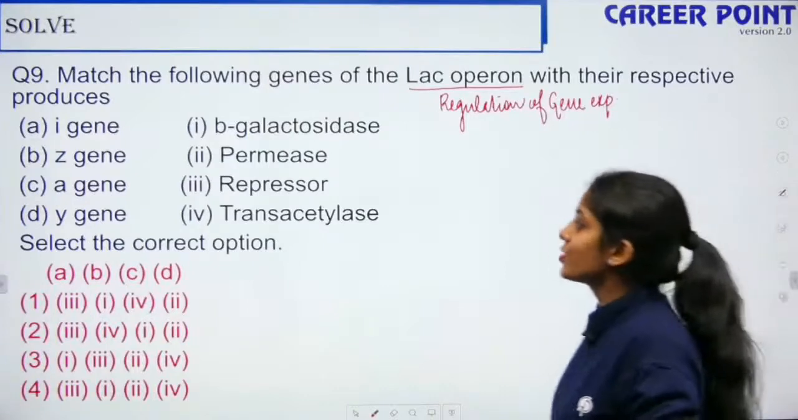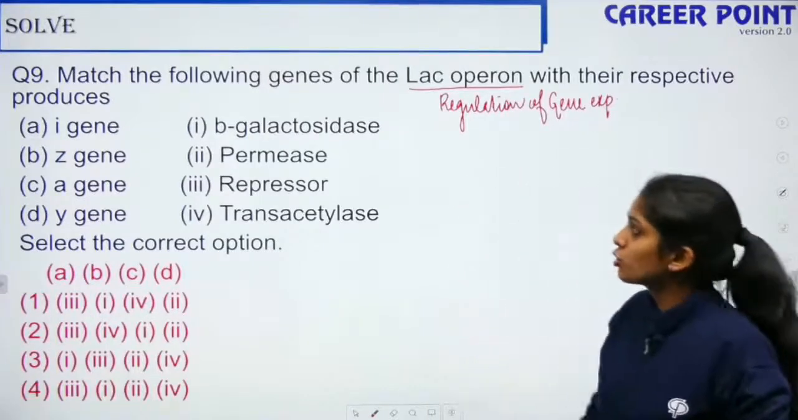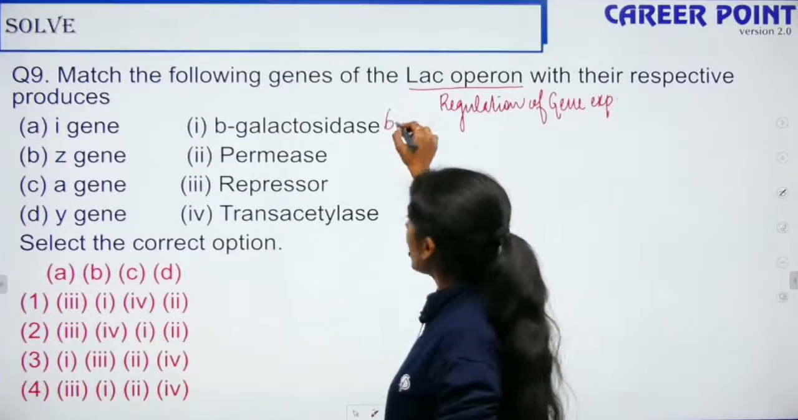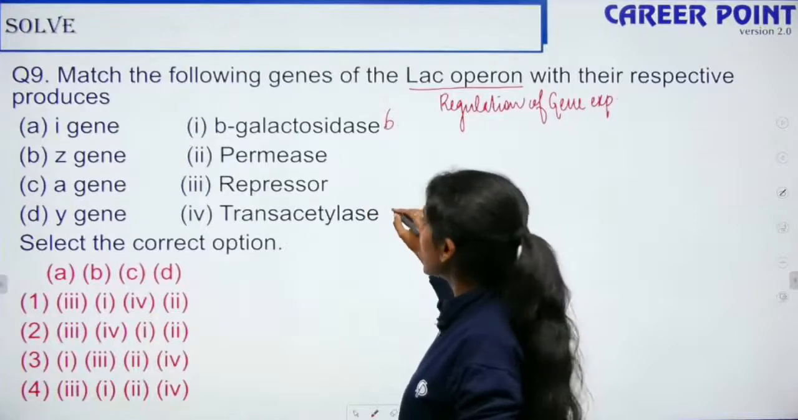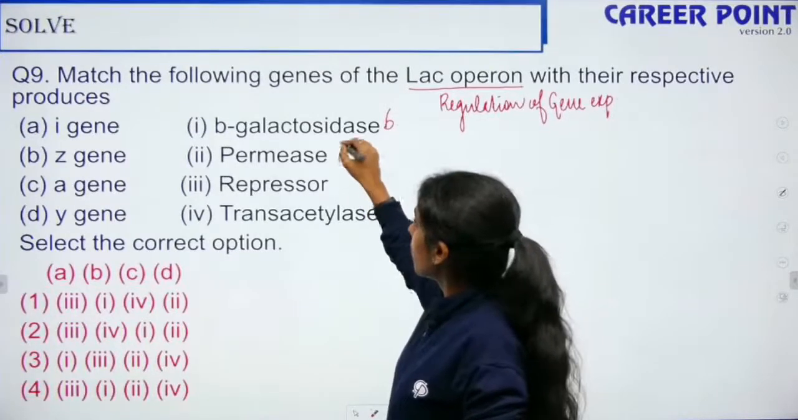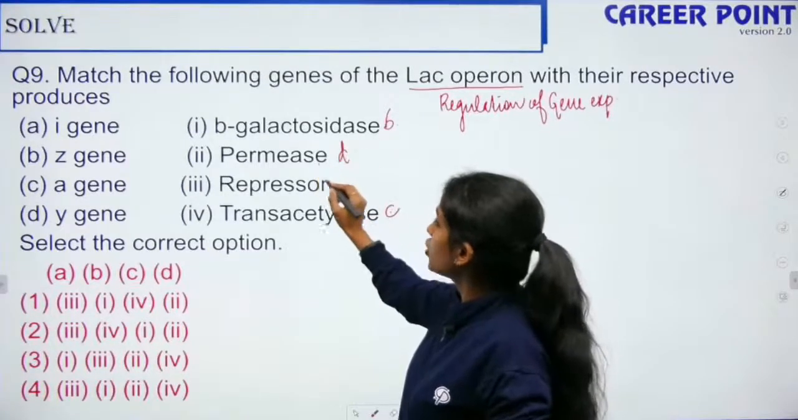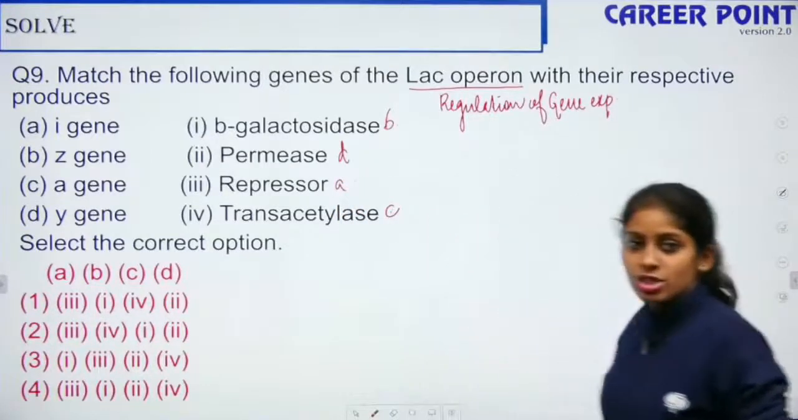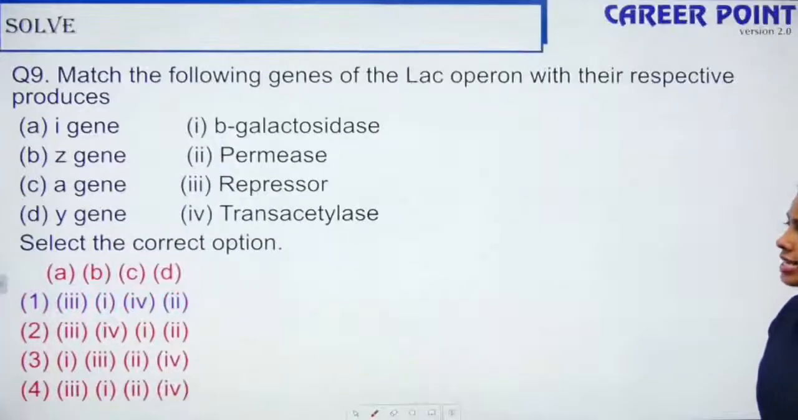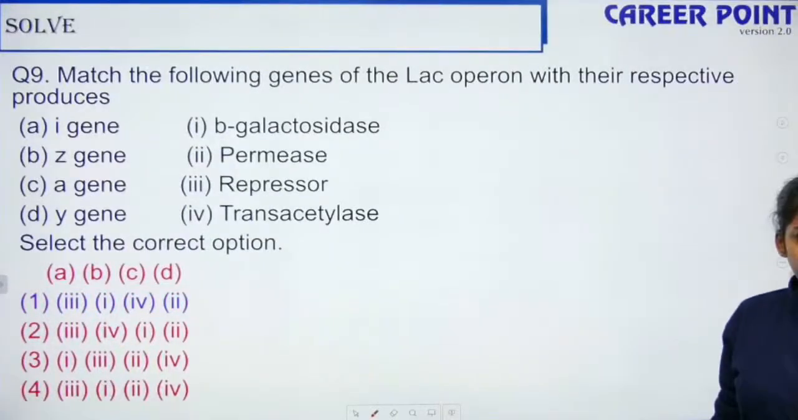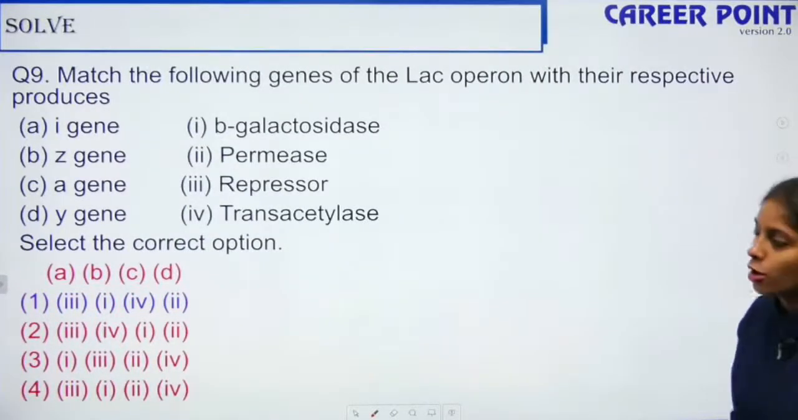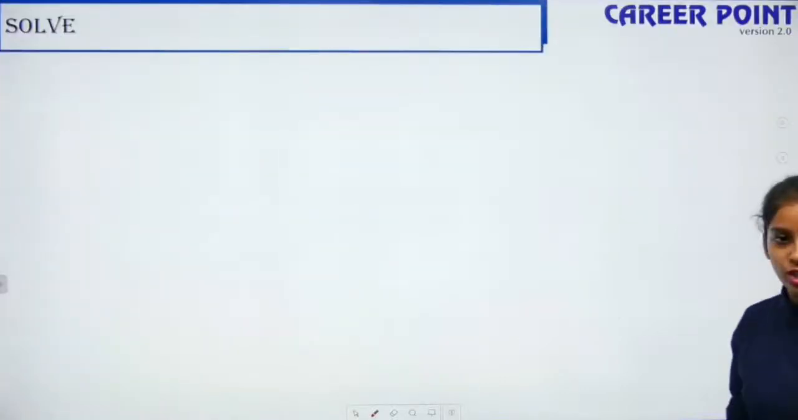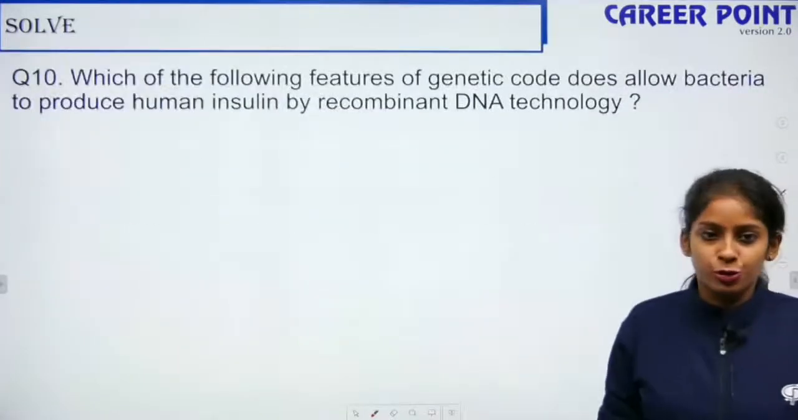So what does the I gene code for? Z gene codes for beta-galactosidase, A gene codes for trans-acetylase, Y gene for permease, and I gene produces your repressor protein. So the right answer is option A. Yes guys, absolutely right. If you have not understood lac operon, please join me on Monday session at 4 p.m. as I'm starting the new chapter.